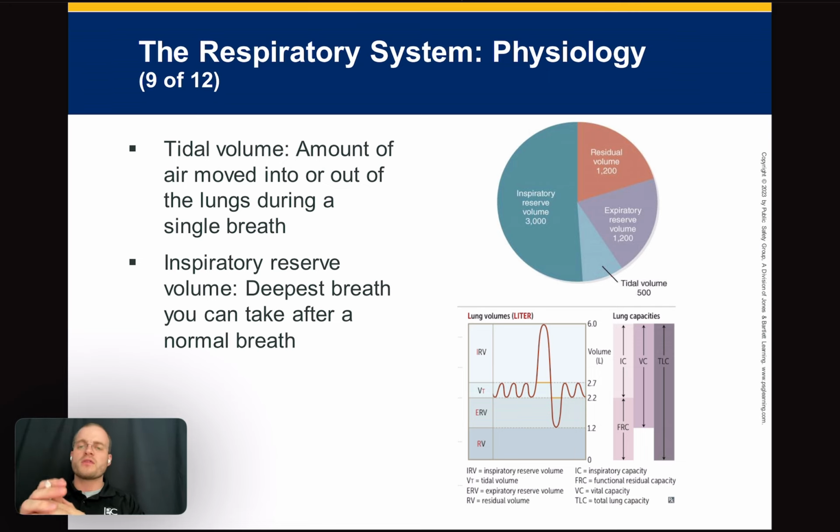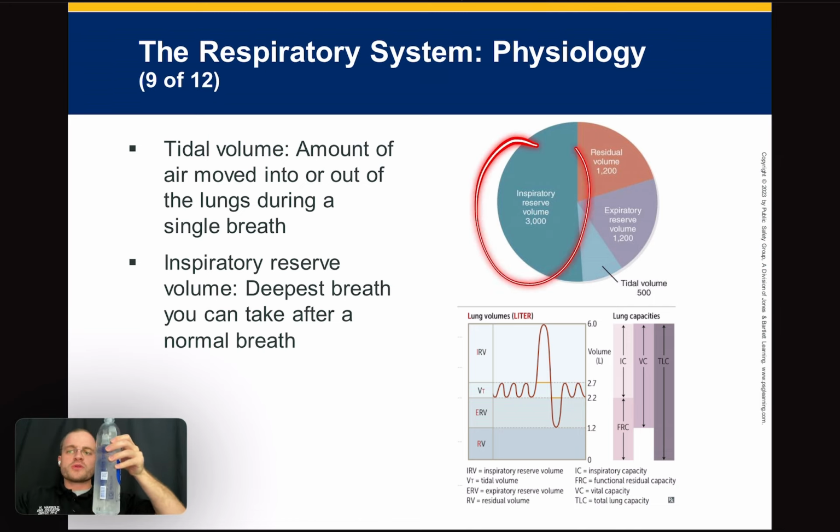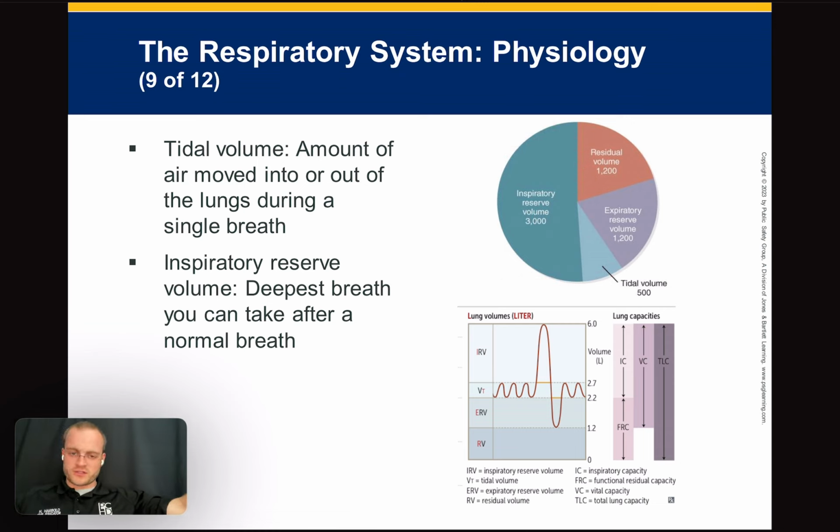Compared to that, the inspiratory reserve volume is the deepest breath you can take after a normal breath. So with me, we're going to look like fools and do this. You take a breath in, and I'm inspiring as deep as I can go. That's the deepest breath that I can get. How much did I just suck in? About three of these bottles. 3 liters, 3,000 milliliters is what I just sucked in. That's a lot of air.